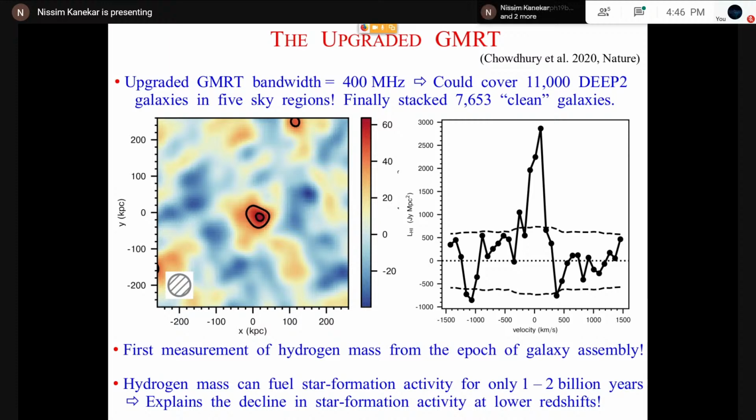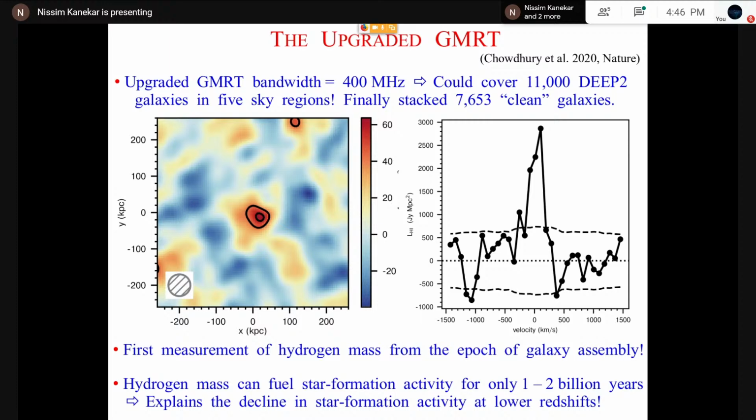And that resulted in the signal that you see on the left over here, where the contours and the red region show the signal that we detected. And this spectrum over here on the right shows the emission signal that we saw from these 7,500 galaxies. And this was spectacular because this was the first measurement of hydrogen mass from the epoch of galaxy assembly at an average redshift of about 1. So what we got was the average hydrogen mass of these 7,500 galaxies at a redshift of 1.